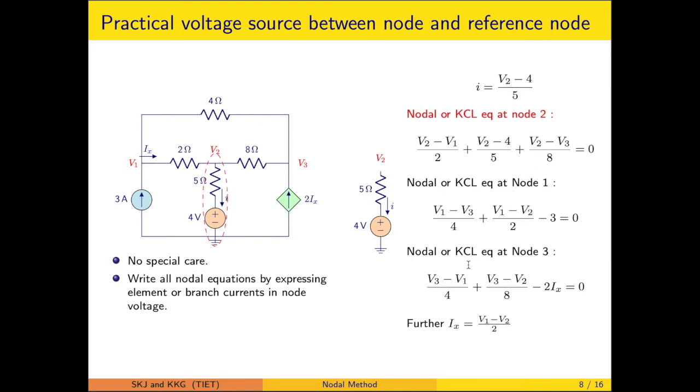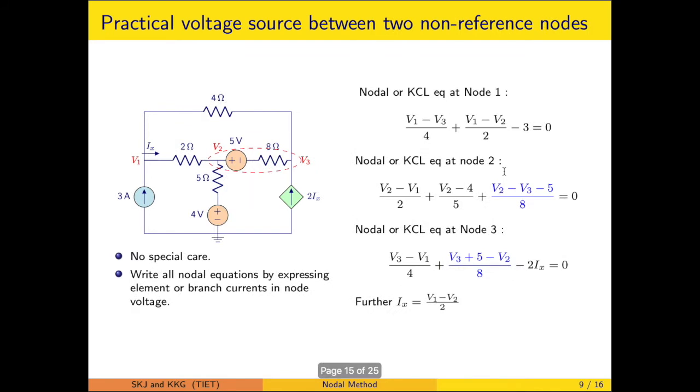Node 1 and node 3 are not changed as such. So the nodal equation for node 2 is going to be affected by this change. That particular term is simply substituted likewise, this term V2 minus 4 upon 5.